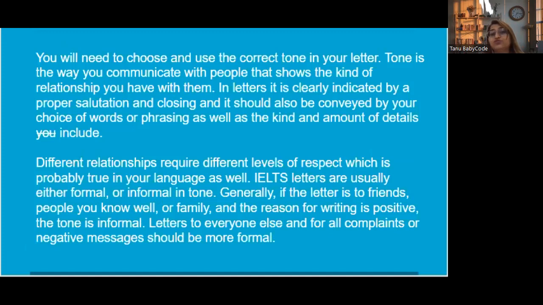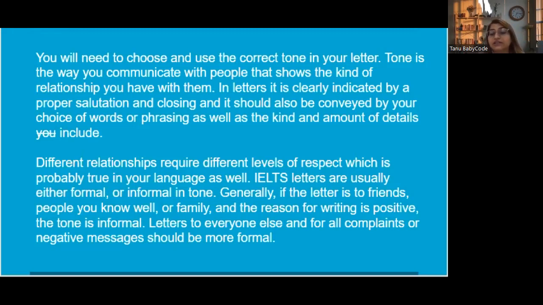You will need to choose the correct tone in your letter, because tone is the way you communicate with people, and that shows the kind of relationship you have with them. Now, suppose when you're talking to your friend, your tone would be different. But when you're talking to an unknown person, then it is different. Or when you talk to your boss, your manager, or somebody else, your tone is a little different as compared to your tone with your friends or your family, right?